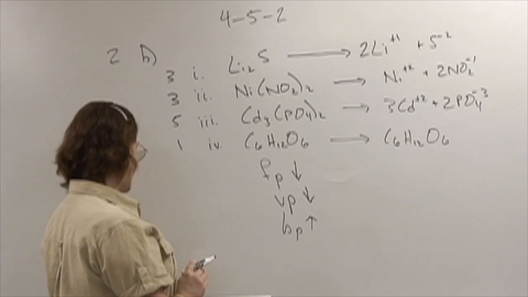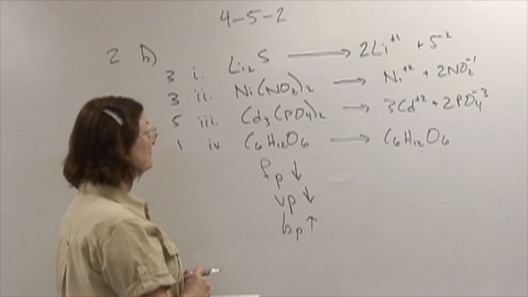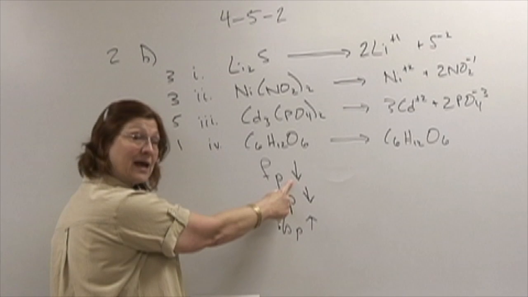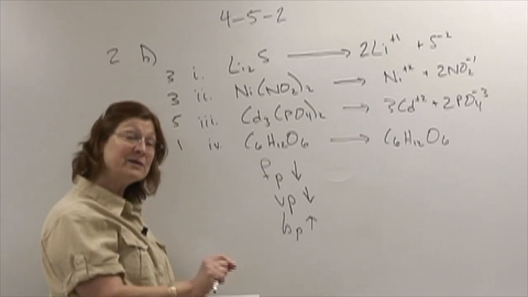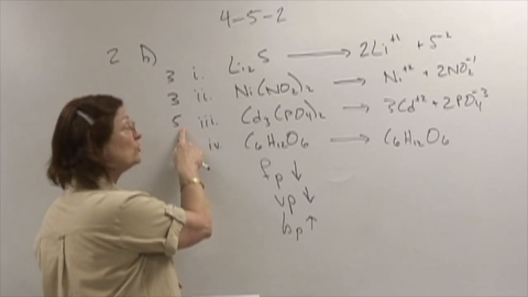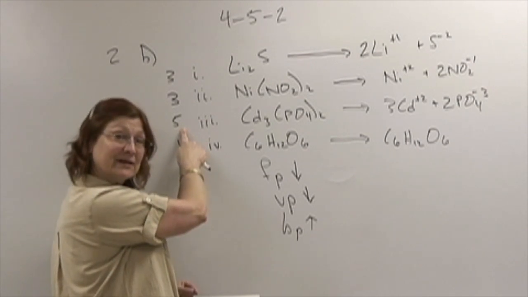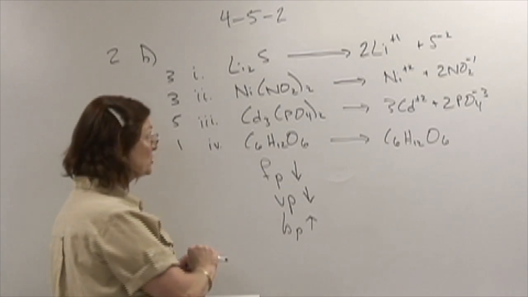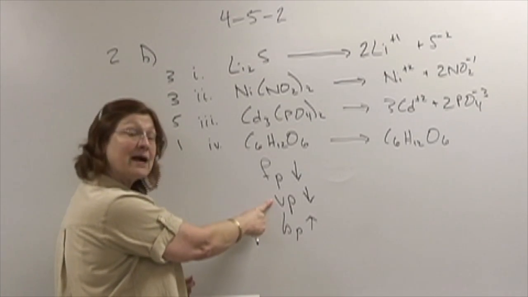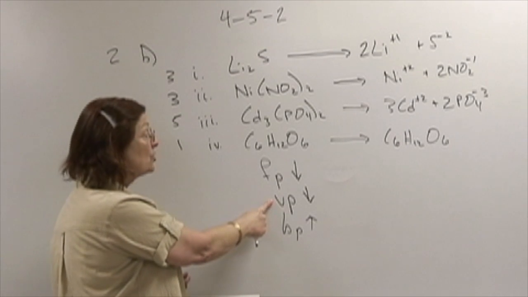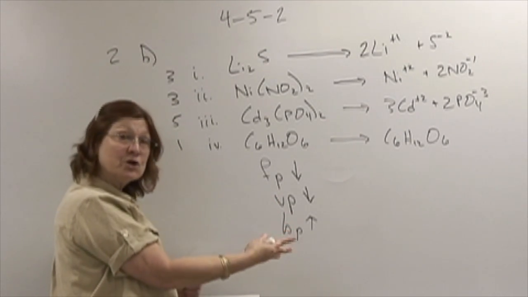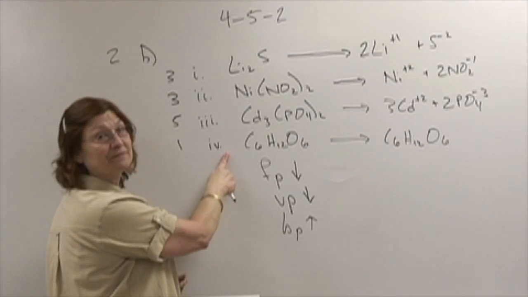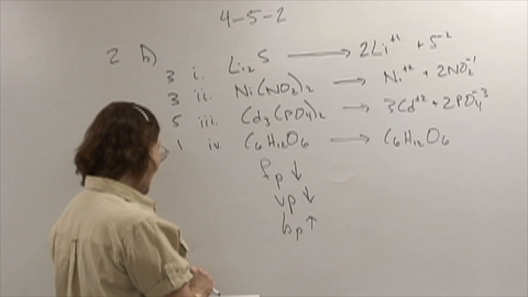And then I look and I'm asked for the lowest freezing point. And I see that freezing point goes down the more particles I have. Therefore, the one with the lowest freezing point will be the one with the most particles, the cadmium phosphate. Then I'm asked which one has the highest vapor pressure. Well, vapor pressure also goes down the more particles I have. So the one with the highest vapor pressure will be the one with the least number of particles, and that would be glucose.